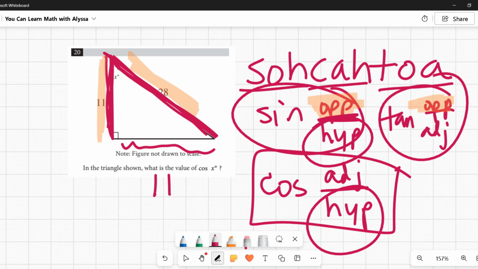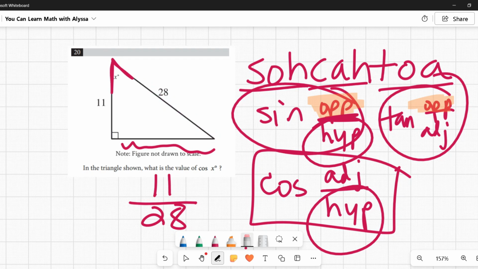So the adjacent side is 11. Cosine says over hypotenuse, which is 28. 11 over 28. That's it. I almost think this one is tricky because it's simpler, especially coming off of that unit circle one. I think they're trying to suck students in and go like, you need to use the Pythagorean theorem to figure out this side. And you don't. It's just 11 over 28. That's your answer.